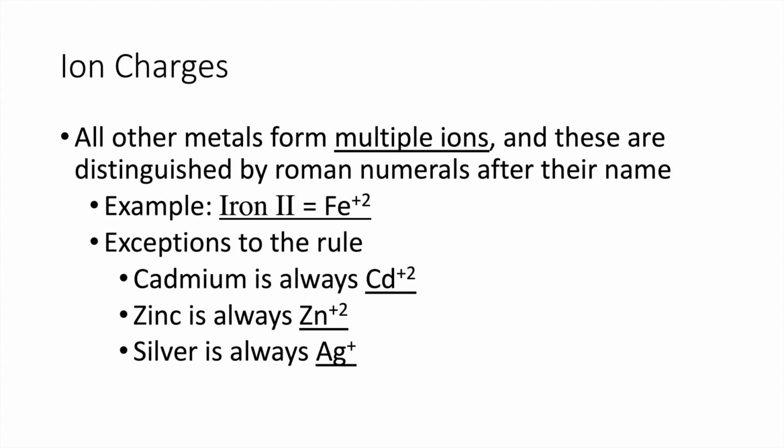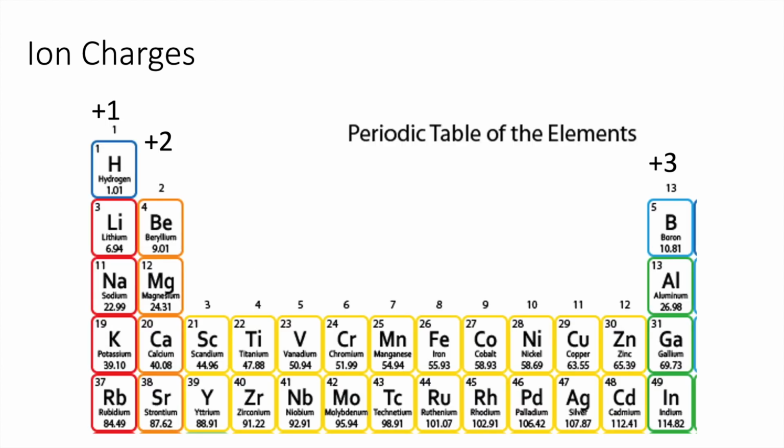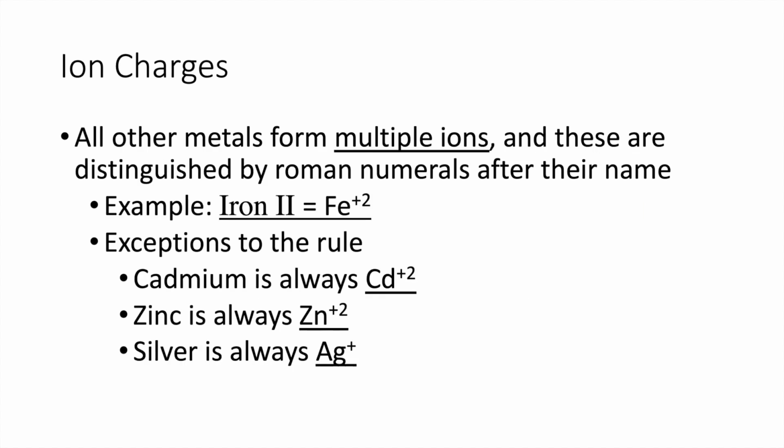And so all of those metals in the middle, from scandium all the way to zinc in that section, are going to need Roman numerals, with the exception of 3. So cadmium, zinc, and silver don't typically have Roman numerals after their name because they are the only 3 metals in that section that only form 1 ion. Cadmium and zinc only form positive 2 ions, and silver only ever forms a positive 1.